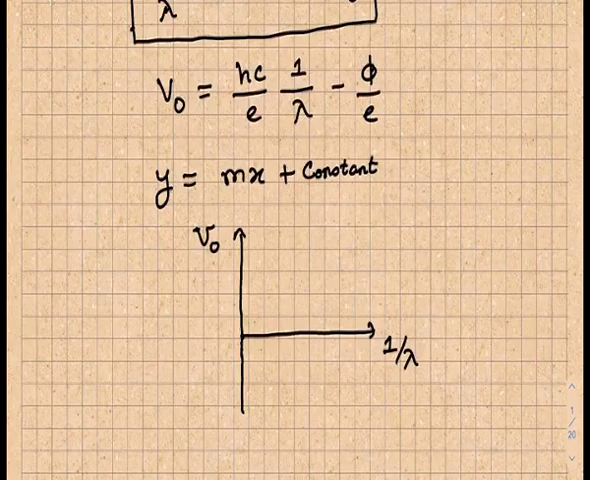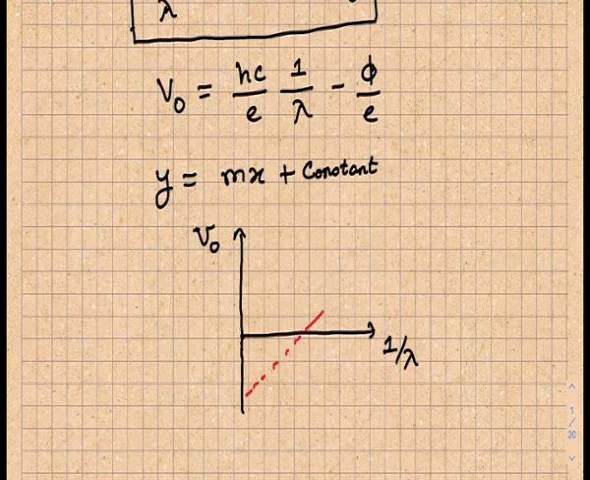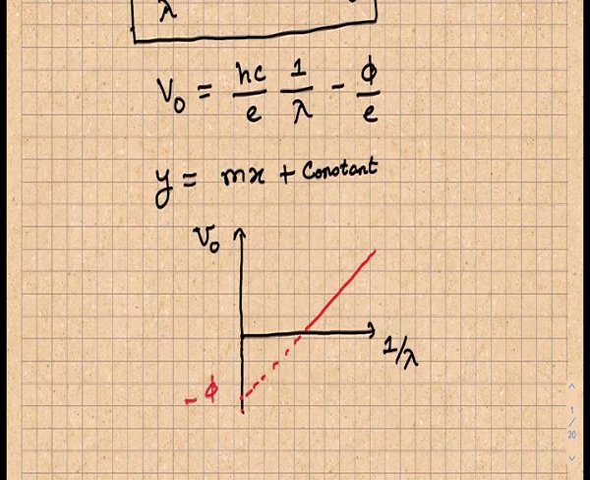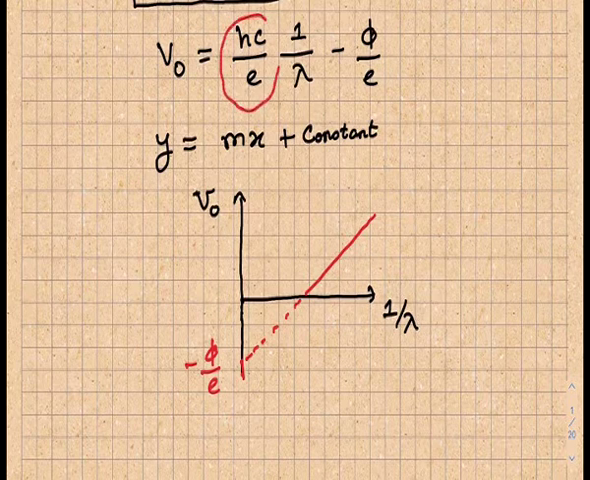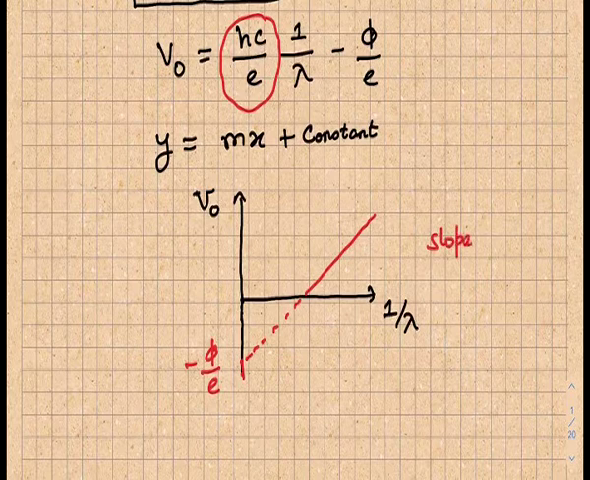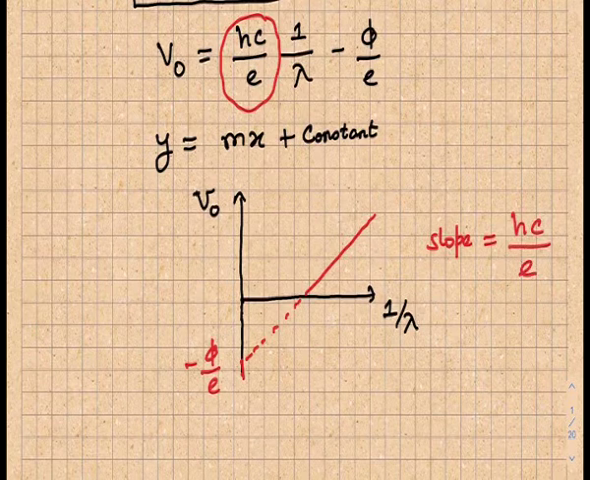The graph would be something of this sort. This is the point where it would be minus phi by e. Now let us utilize this formula. One thing you can see is that the slope of the curve would be hc by e. So clearly, if we can calculate the slope, then we will be able to find out the Planck constant as well, because c and e are given to us.